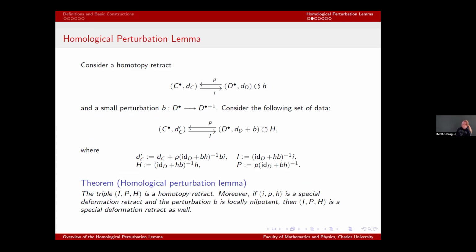So if we have a homotopy retract IPH, then we define the perturbed data like this. We have capital P, capital I, and capital H. These are the formulas for them. And the homological perturbation lemma states that the perturbed triple, capital I, capital P, and capital H, is still a homotopy retract. And in the special case when IPH is a special deformation retract and the perturbation is locally nilpotent, then the perturbed homotopy retract is also a special deformation retract.